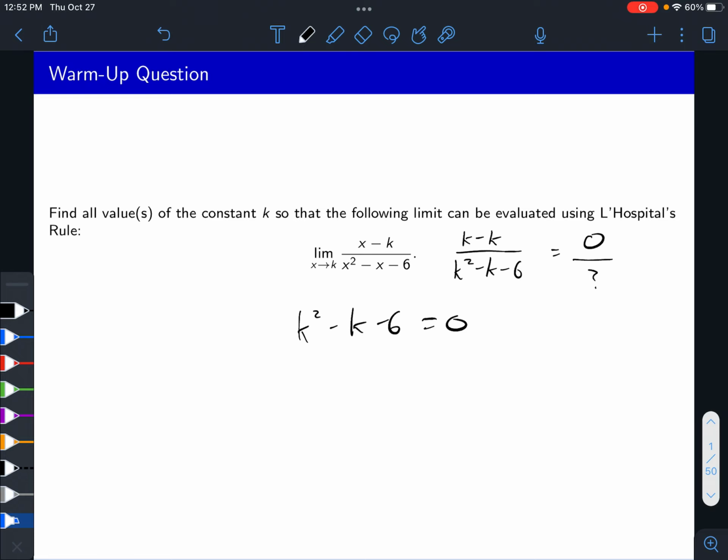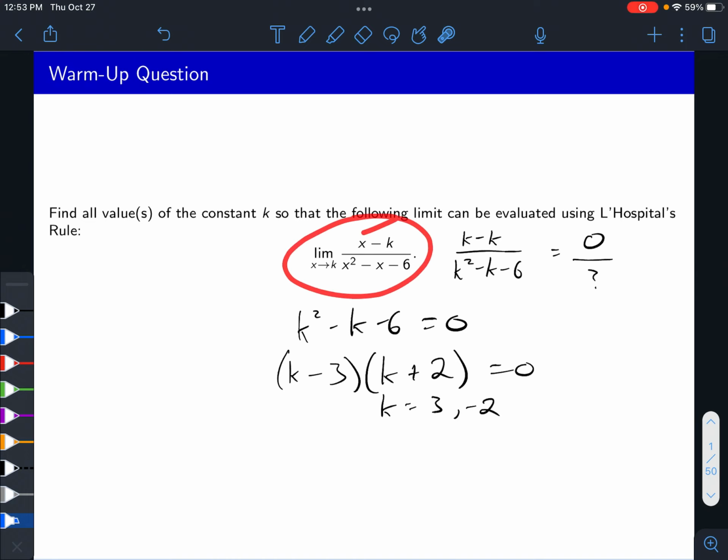So we basically just need to solve this quadratic equation, which we could do by either using the quadratic formula or just by factoring it, which is what I'm going to do. So you could try k minus 3 times k plus 2. Let's see if I do this right. This times this equals negative 6. Negative 3k plus 2k is negative 1k, so that looks good. So our k values would be equal to 3 and negative 2. All right, so those would be the constants that allow us to evaluate this limit using L'Hopital's rule.